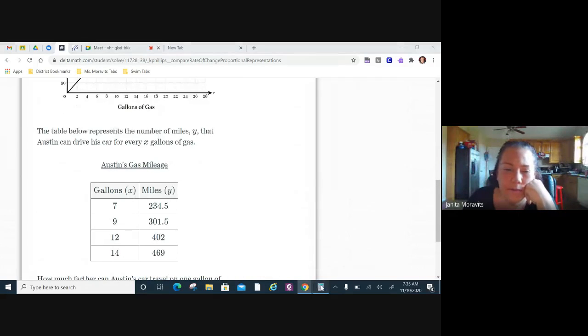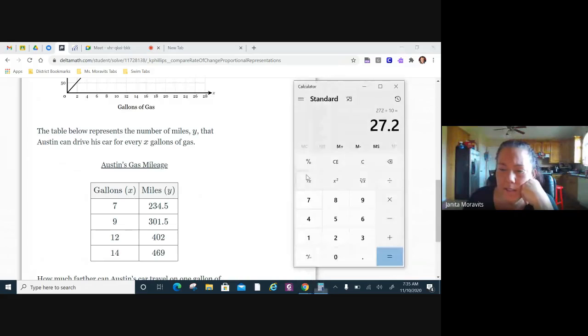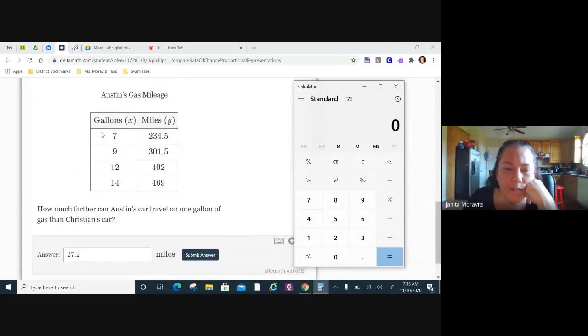All right, so Austin's car can go 234.5 miles on 7 gallons. It can go 301.5 on 9. And it really doesn't matter which one of these you pick. You will find out how many miles per gallon they can get by just dividing one of these out. So let's say 234.5 divided by 7. All right, so Austin's car gets 33.5 miles per gallon.